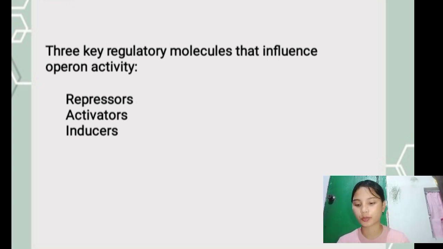Activators are proteins that bind to the promoter, enhancing RNA polymerase binding and transcription.